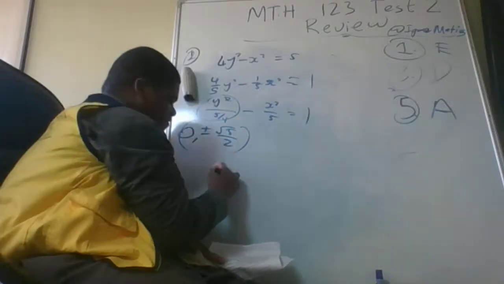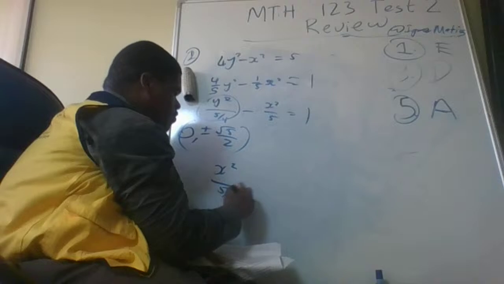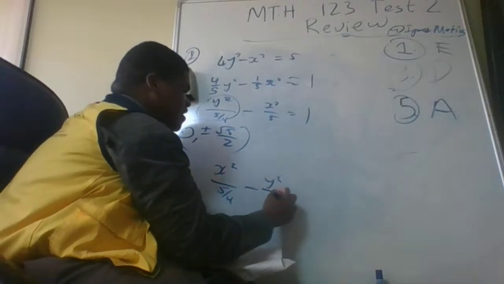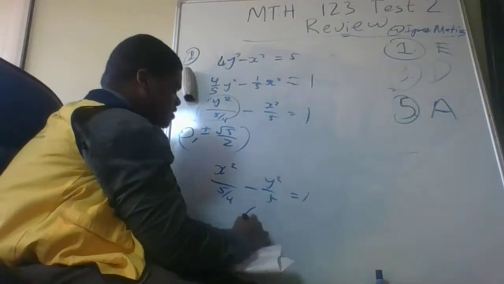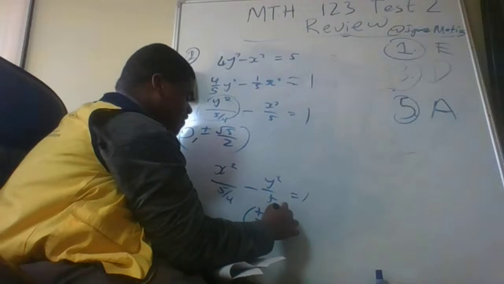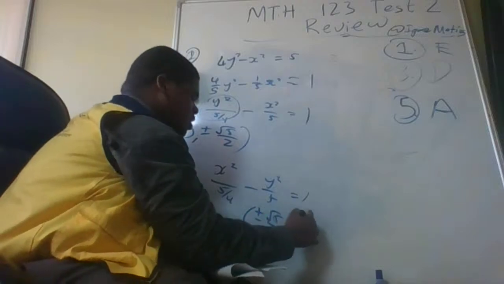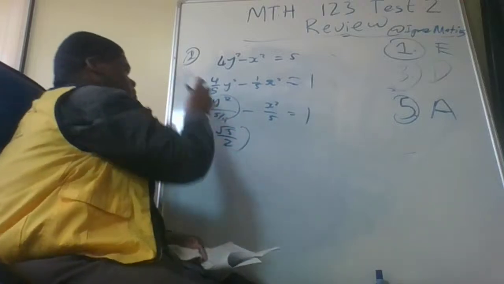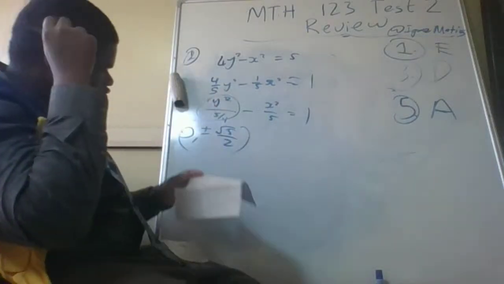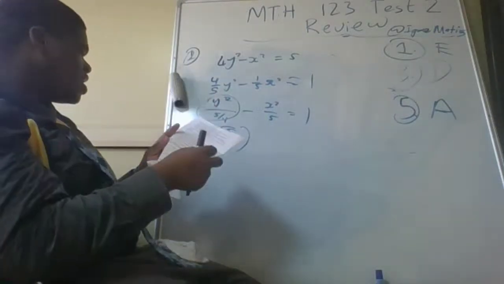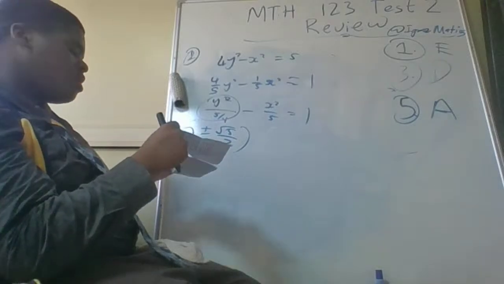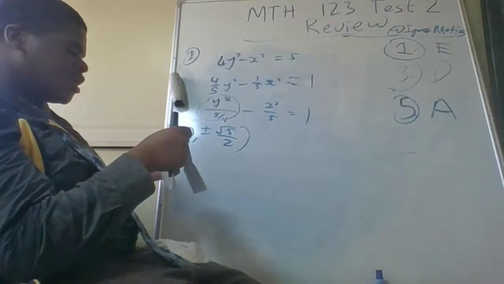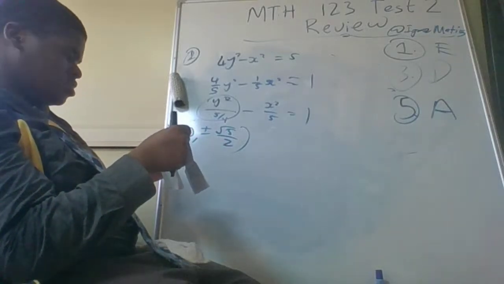But in case you have x squared divided by 5 over 4 minus y squared divided by 5 is equal to 1, then the intercept here is going to be plus minus root 5 over 2, comma 0. But since this was not what was given, our answer is going to be y squared divided by 5 over 4 minus x squared divided by 5 is equal to 1, and our intercept is 0, comma plus minus root 5 over 2, which is option A.